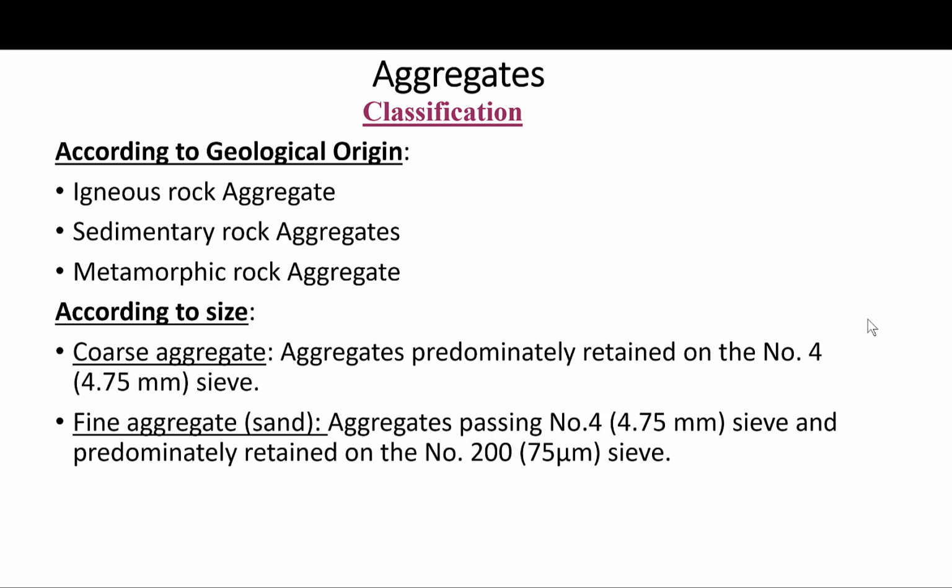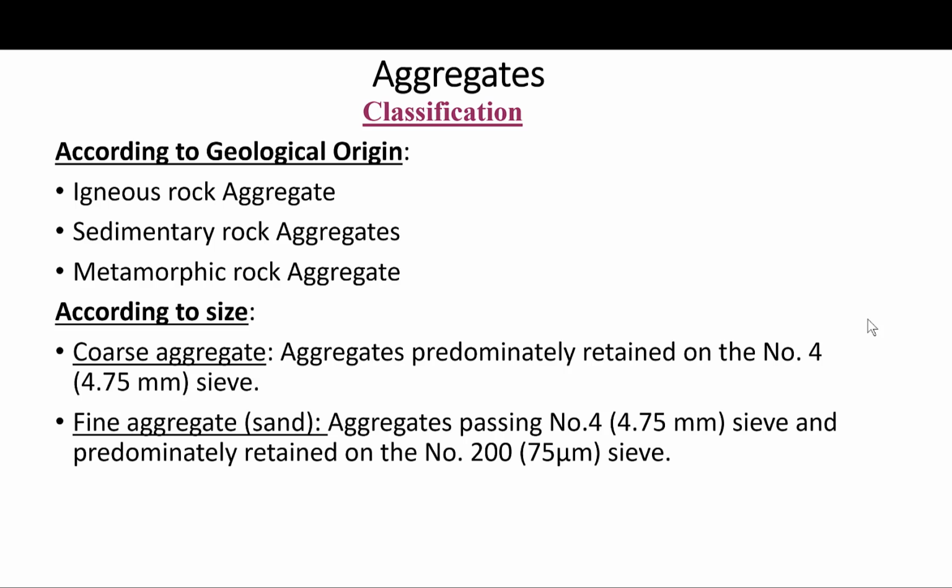Okay, so we talked about the classification of the aggregates. Let's just define or name the classification used for the aggregates. First, according to the geological origin, we have the igneous rocks, sedimentary rocks, and metamorphic rocks.